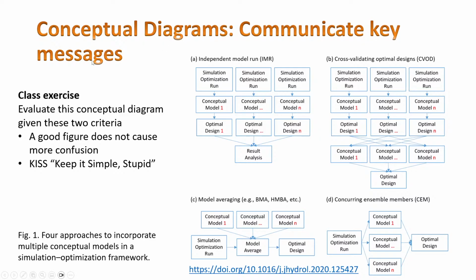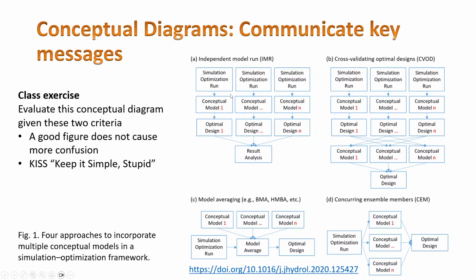Again, another class exercise. Evaluate this conceptual diagram using those 2 criteria: does it cause more confusion, and is it simple? So let's read this figure. Four approaches to incorporate multiple conceptual models in a simulation optimization framework. Here I am running an optimization, but I have several models for the same phenomena. I can conceptualize this phenomena in different ways, and I want to run my optimization. So how would I run my optimization? Here I'm just showing you 4 approaches. You can do this in 4 ways.